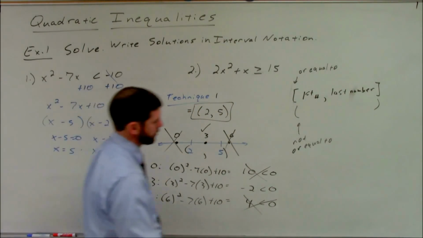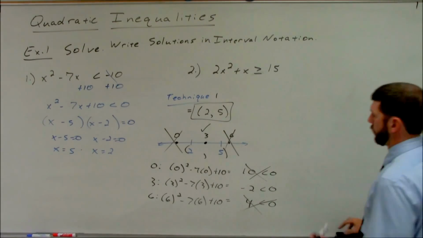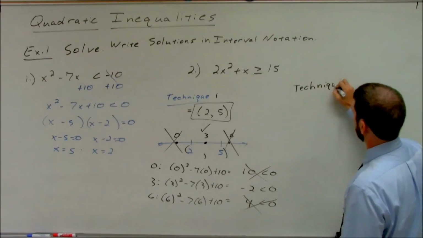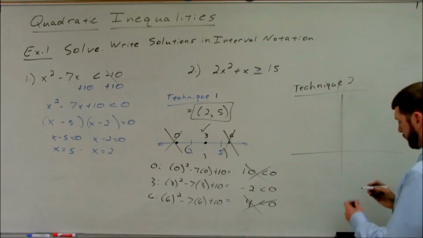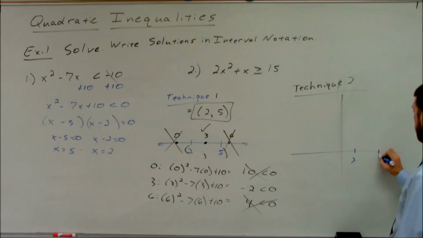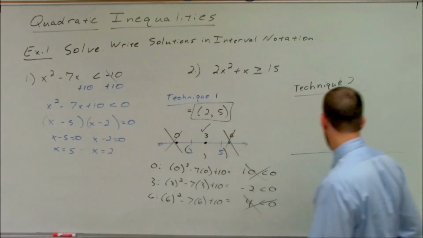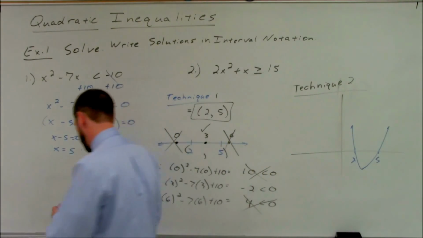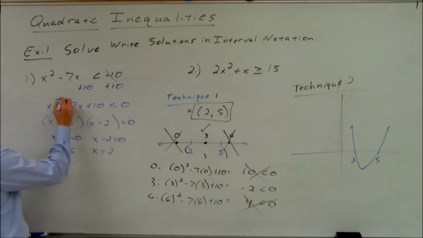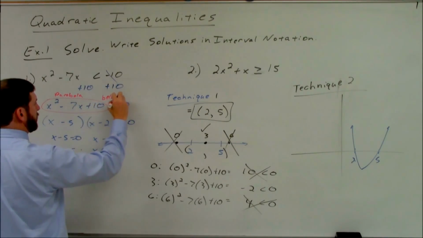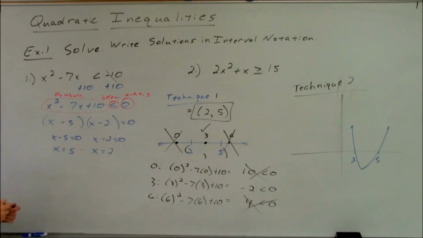Now let's look at technique 2. Technique 2 said do a quick sketch of the graph once you have your critical values. Losing another black marker. All right, so we know the x-intercepts are at 2 and 5. A was positive, so that means our graph goes up. And that's the way we read it when we're doing technique 2. We're asking ourselves, where is the parabola below the x-axis? That's technique 2. The equation is the parabola, less than is below, 0 is the x-axis.